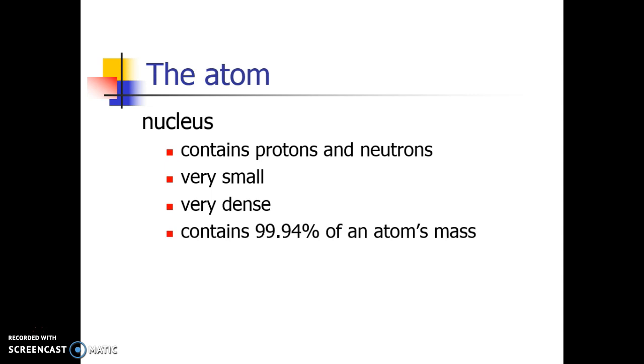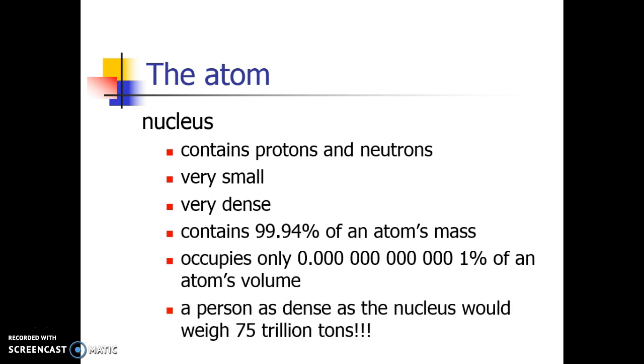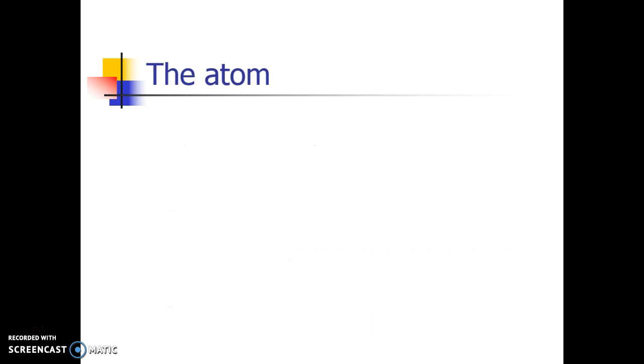It's so dense, or there's so much mass there, it contains almost 100% of the mass. 99.94% of all the atom's mass is in the nucleus. But it occupies a very small percentage. Take a look at that. Very small percent of the atom's volume. And just an interesting note, I have a couple of those in this video. If a person were as dense as the nucleus, you would weigh 75 trillion tons. That is crazy. So the nucleus, very dense.